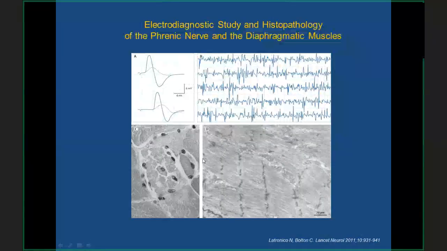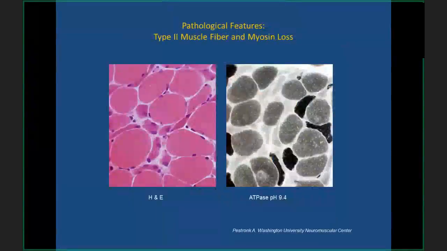The muscle biopsy of the diaphragm muscle shows myopathic changes. It shows degenerative muscle fibers. The EM also shows thick filament loss here. If you don't biopsy the diaphragm, other skeletal muscle also shows very similar findings, like degenerative muscle fibers, especially the type 2 muscle.